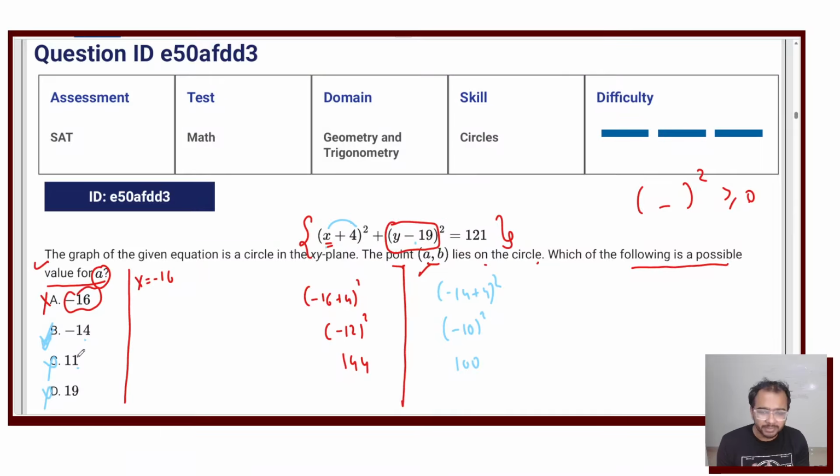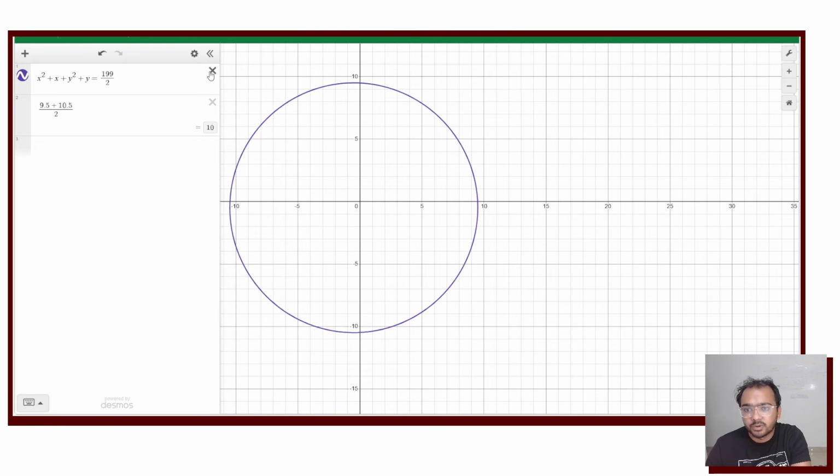This algebraic method actually gives you a good understanding of the concepts, what is actually happening here. And Desmos is definitely going to be a lot easier than doing all this stuff, but it doesn't build up concepts. So now using Desmos, the first step will be to plot this equation there.